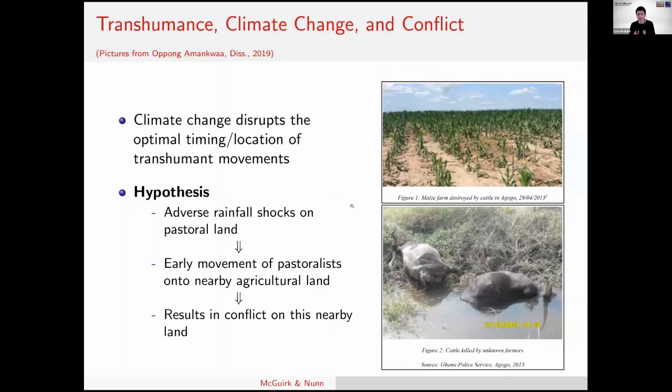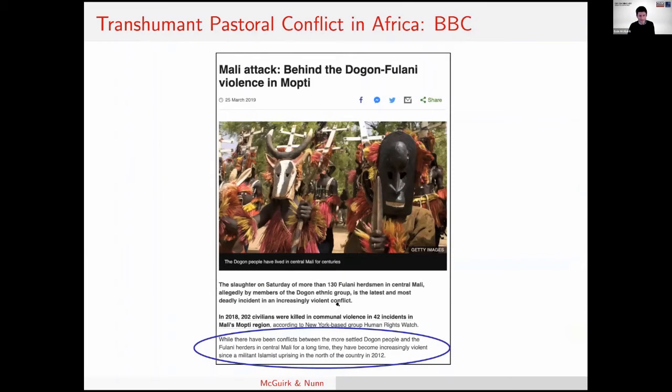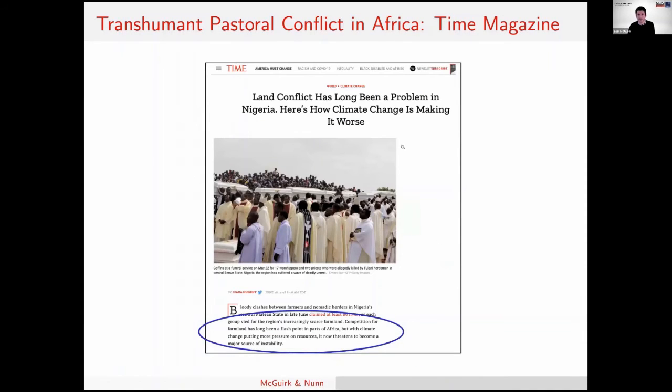Looking at this, it looks like a very small conflict event, but the point here is that it escalates, and it escalates very quickly and very seriously. Here's an article from Foreign Affairs from a couple of years ago, "The deadliest conflict you've never heard of", between Nigeria's cattle herders and farmers. Here's a BBC article, and now we're in Mali. This is conflict between settled Dogon people and Fulani herders. And finally, here's an example from Time magazine, which explicitly brings climate change into the equation, saying that climate change is putting more pressure on resources and that that's ultimately what's fueling this conflict between farmers and herders.